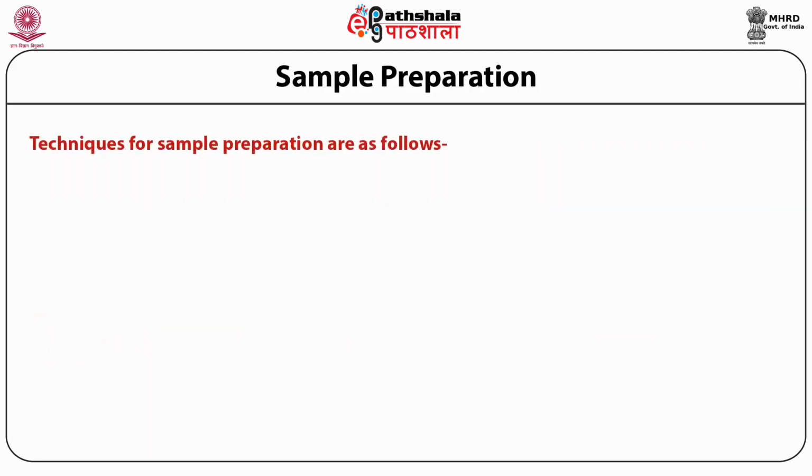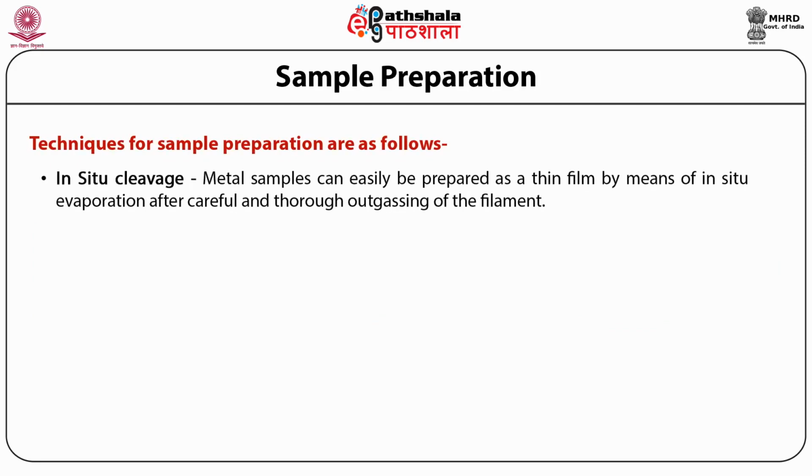There are several methods for sample preparation. First one is in situ cleavage. This is a very good method for exposing a new fresh clean surface from single crystals of most semiconductors, insulators and layered compound samples. Most metal samples can easily be prepared as a thin film by means of in situ evaporation after careful and thorough outgassing of the filament.